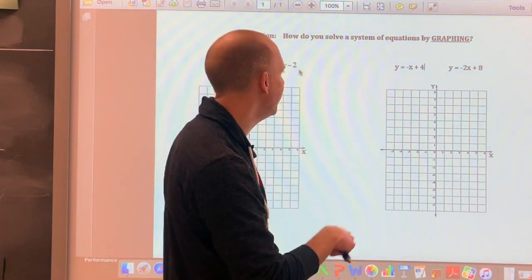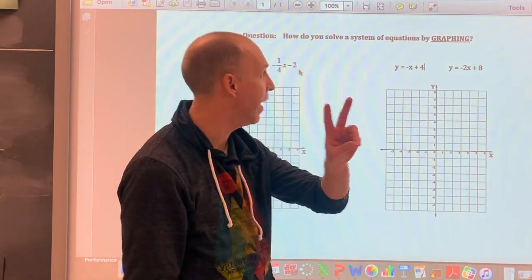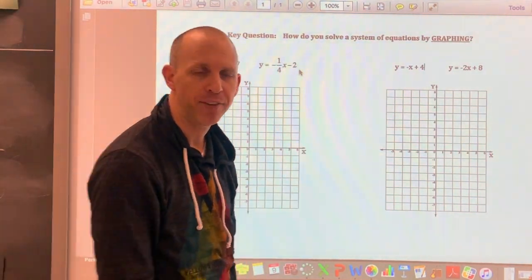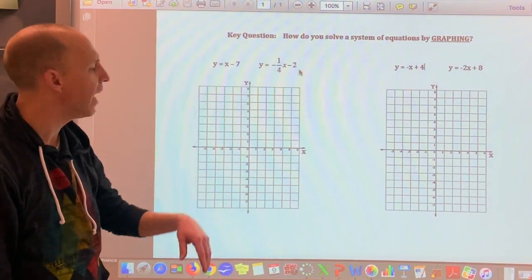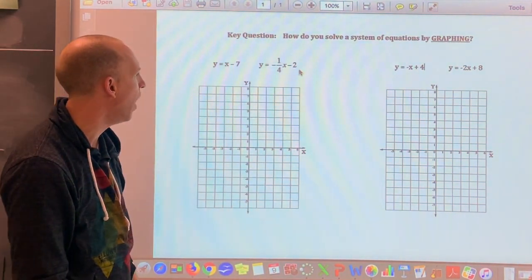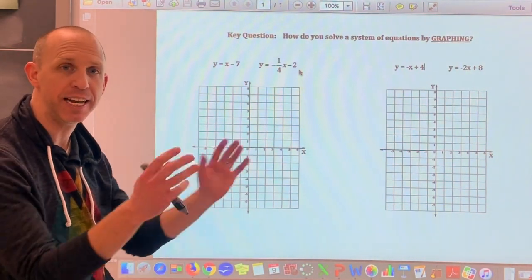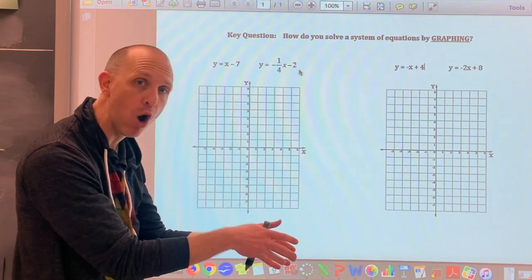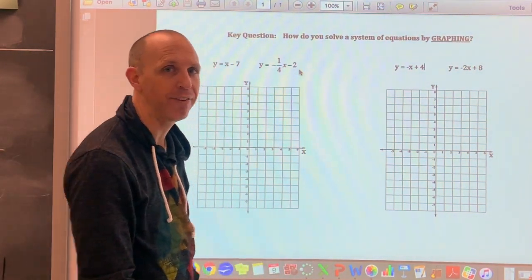Hey, we're going to get right into it. The question is, how do you solve a system, two equations, by graphing? And let's look at example number 1 here. We've got y equals x minus 7 and y equals negative 4x minus 2. And the question is, what is the solution for both of those equations? Well, hey, we can do this by graphing, okay?